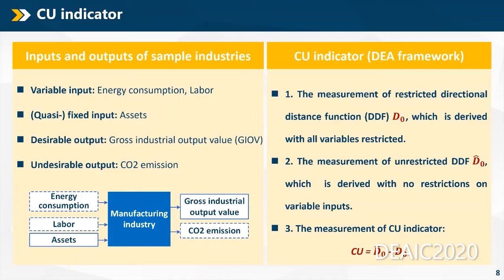To measure the capacity utilization, we first calculate the restricted directional distance function, D0, to reflect the inefficiency between the actual output and its benchmark efficient output. Then we further calculate the unrestricted DDF D0 hat to show the inefficiency between the actual output and its benchmark capacity output. Therefore, we can measure the capacity utilization as the difference between D0 hat and D0.